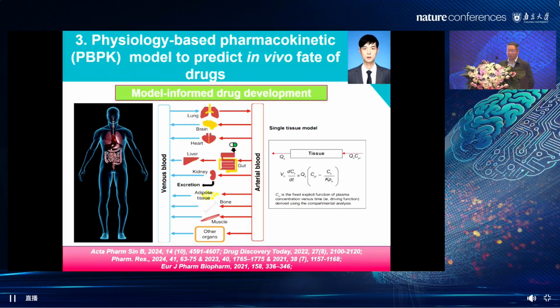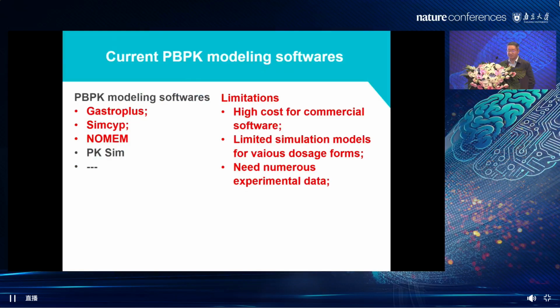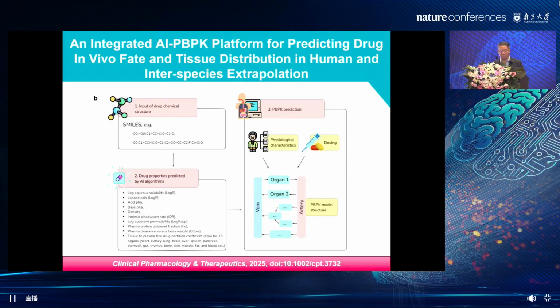The third tool we worked with is PBPK modeling, to predict the drug in vivo fate. The principle of this model is to use mathematical equations to describe each organ of our bodies, and then combine them together to form complex models. However, currently the PBPK models are nearly all commercialized. The software is high cost, and also not good for drug formulation predictions. So in recent years, our group also developed AI PBPK models to predict the drug in vivo fate.